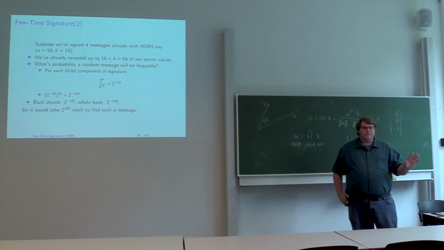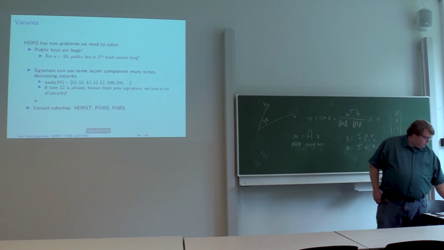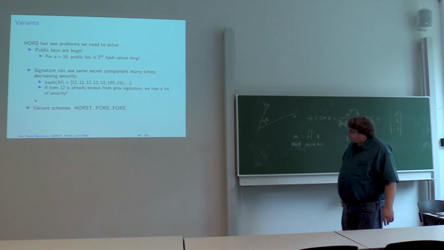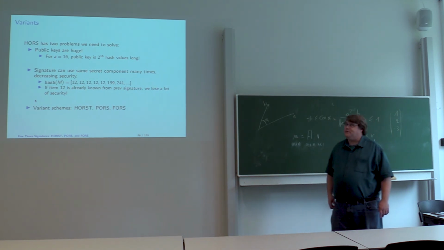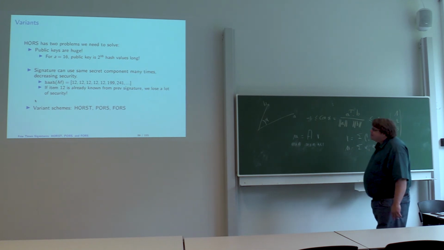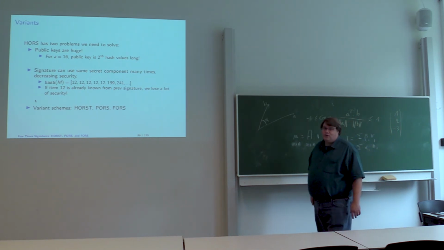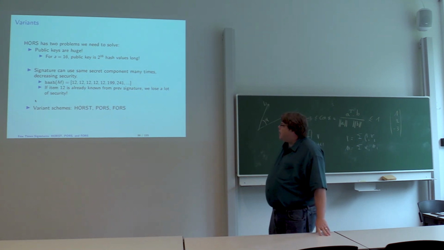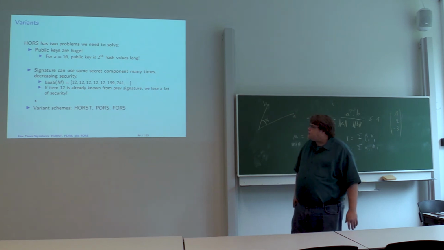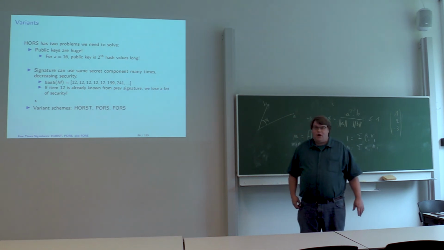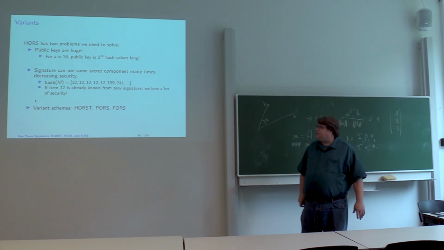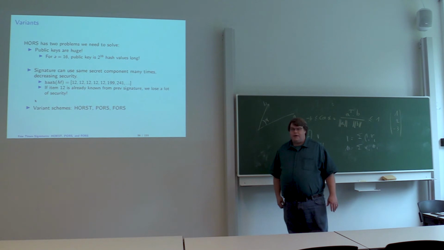So there are two practical problems to solve with HORS signatures. I'm trying to be careful how I pronounce this signature name. The first thing is the public key is enormous, okay? And you don't want a huge public key for a practical scheme. The other thing is that there are weak messages. A weak message, at least if you're not randomizing the signature, is a message for which the same secret component gets used a zillion times. It's used a bunch of times.